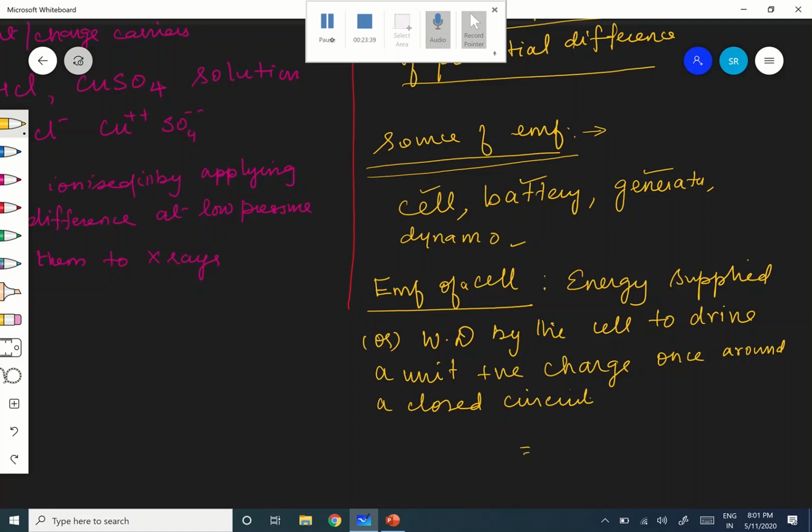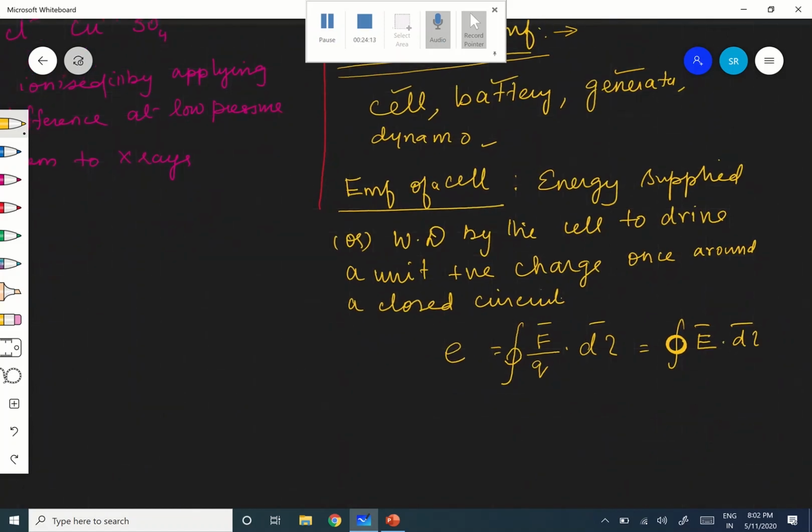Therefore, work done means EMF. EMF is usually denoted by small e. It is nothing but work done or energy supplied to drive a unit positive charge, that is F dot dl over Q, with unit positive charge, then once around a closed circuit. Therefore F by Q is E. So you can say that it is the integral of E dot dl.